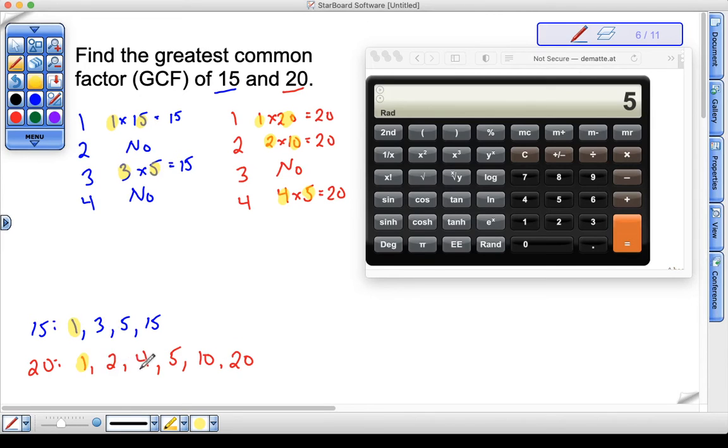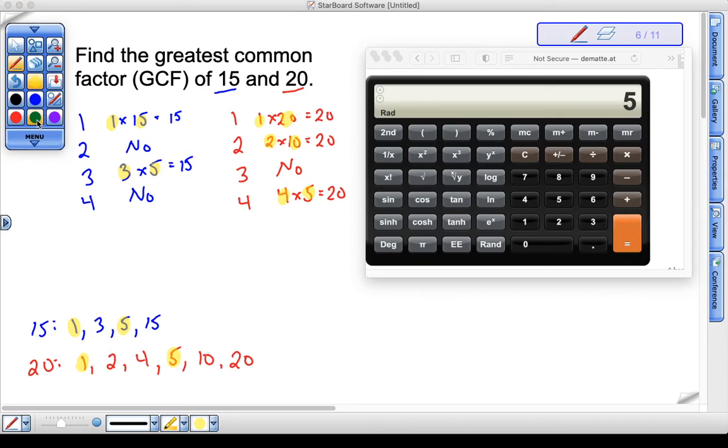No, I do not. Then I go over to 5. Do I have any 5's in this one? Yes, I do. So I can highlight a 5 over here and 5 over here. These are in common. The next number is a 15, and there's no 15 over here. So the numbers that I have that are common factors are going to be 1's and 5's.